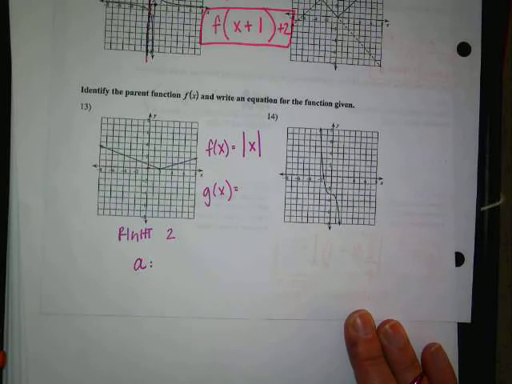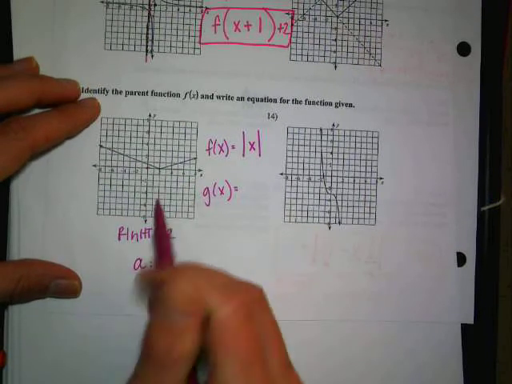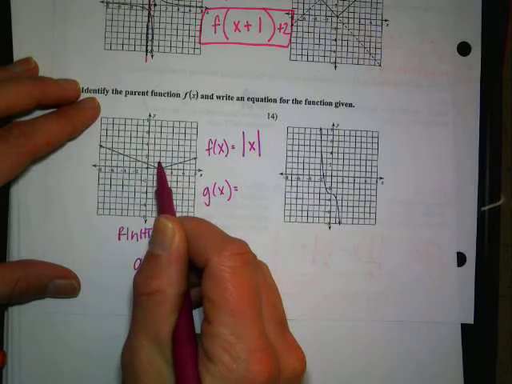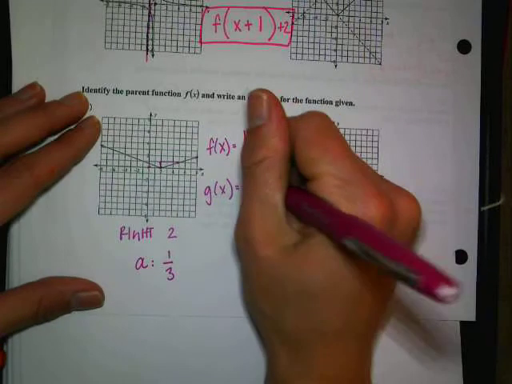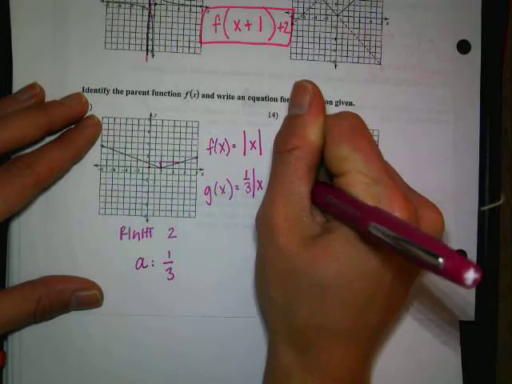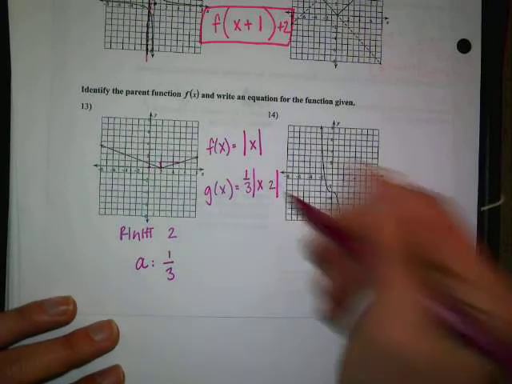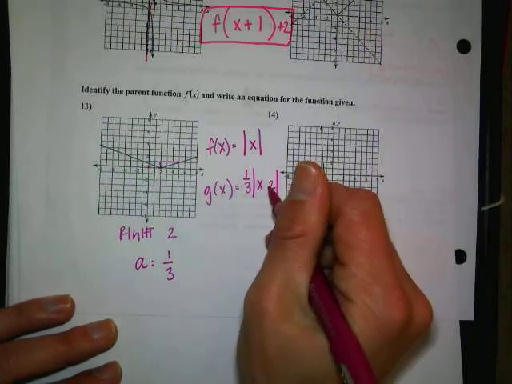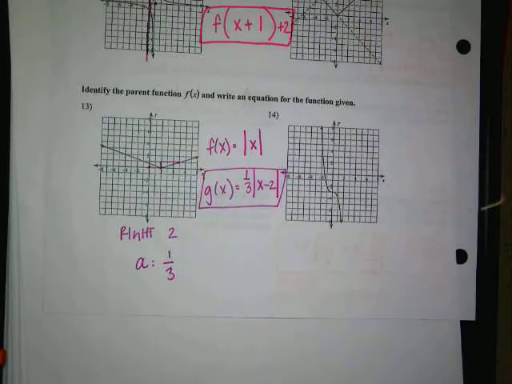Okay, so would this be 1/3? Yeah. Because like slope, you went over 3, rise 1, run 3. So your a value is going to be 1/3. And then the 2, is that going on the inside or the outside? Inside. Is it going to be a +2 or a -2? Minus 2. And you have the absolute value bars because it is an absolute value function.